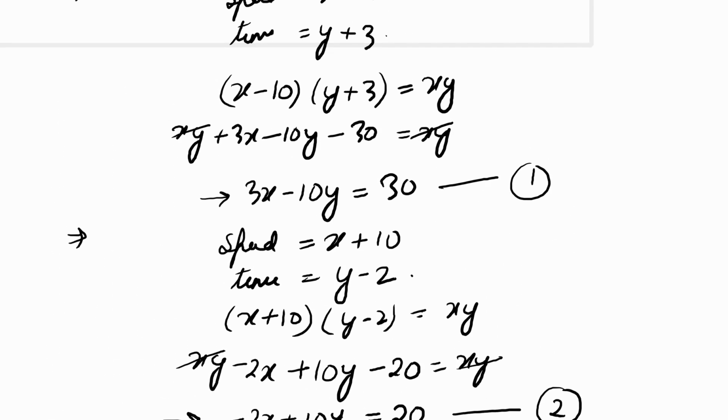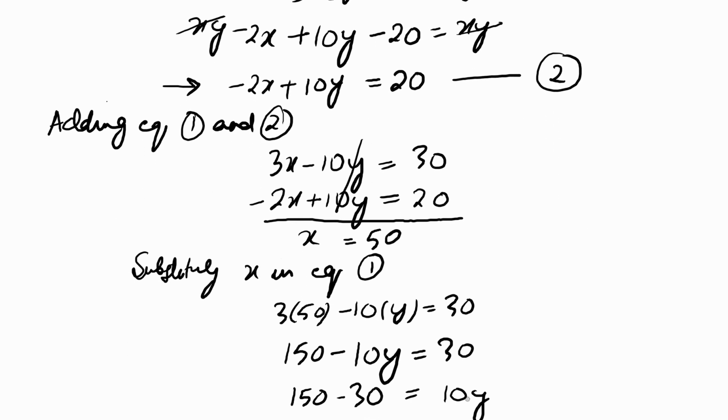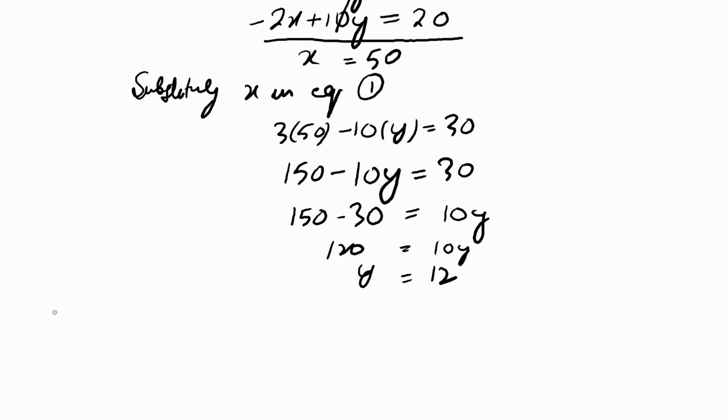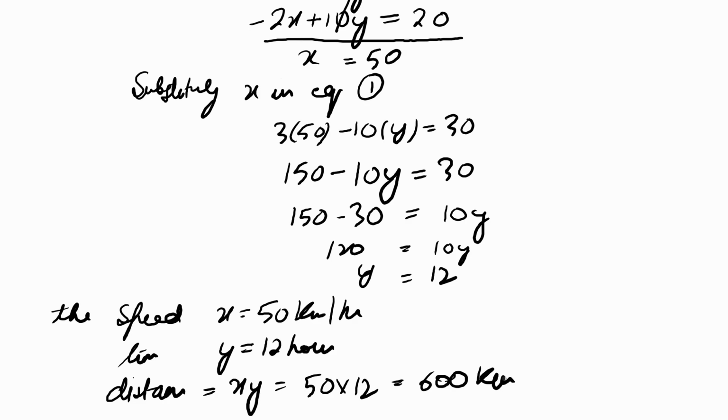So if you look from here, what was x? X was the speed and y was the time. So the speed of the train is x equal to 50 kilometer per hour and time y is equal to 12 hours. The question asked, what is the distance between Lucknow and Delhi? So distance is xy, that is 50 into 12, that is 600 kilometer. Okay, that is the answer.